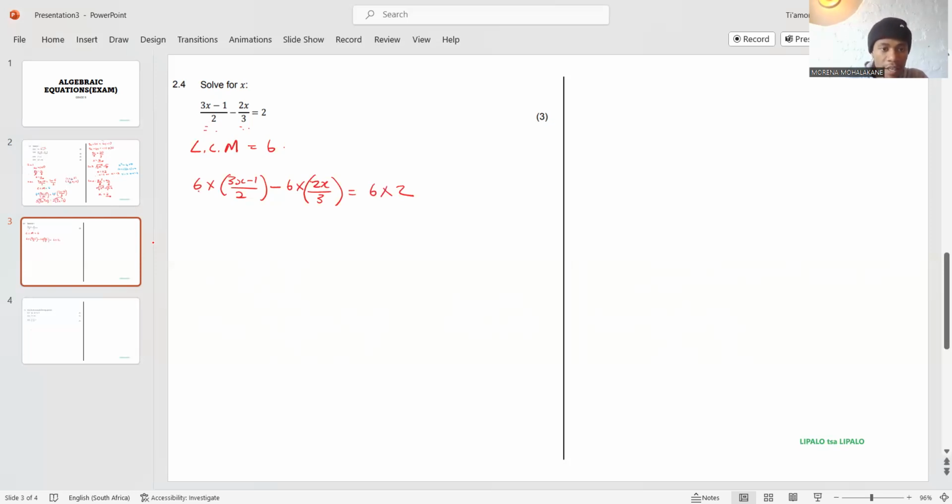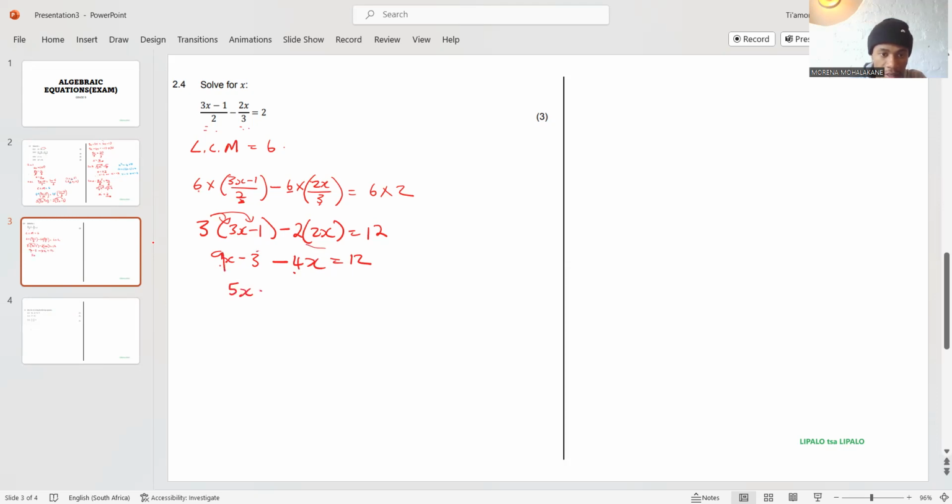So 6 divided by 2 is 3, right? So I'm going to have 3 times (x minus 1), minus 6 divided by this 3, it's a 2, so I have 2x equals what? 12. So I distribute the 3. It's going to be 9x minus 3 minus 4x equals 12. 9x minus 4x is 5x.